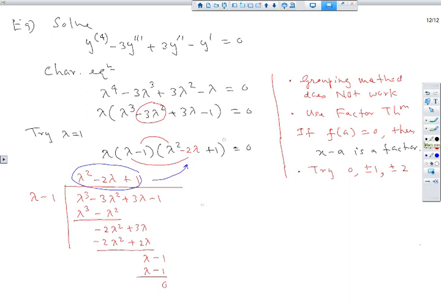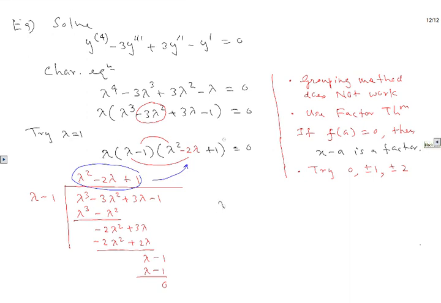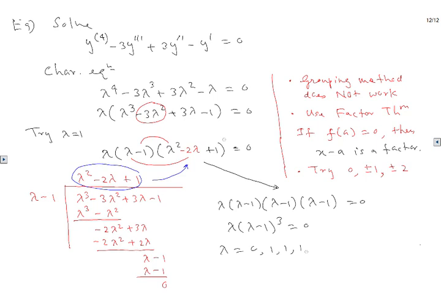So we have lambda minus 1, and you can factor the second term, which is going to be lambda minus 1, lambda minus 1. So we have lambda minus 1, lambda minus 1, that's what you get. So finally what we have is lambda minus 1 to the cube equals 0. In other words, lambda equals 0, 1, 1, 1. We write it like that just to exaggerate.